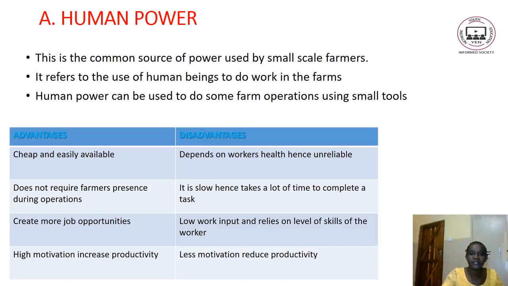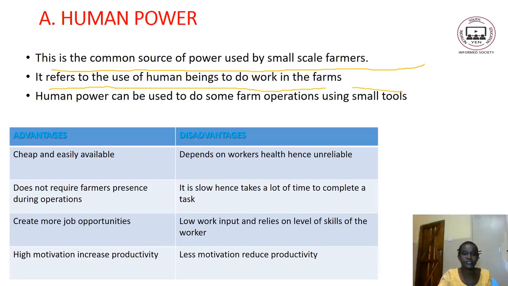Let us start with the first source of farm power, which is human power. This is a common source of power used by small-scale farmers. It is mainly used by small-scale farmers, and it refers to the use of human beings to do work in their farms. So human power can be used to do some farm operations, more especially minor farm operations, for which you can use some small tools.